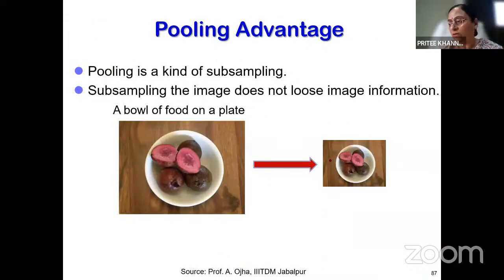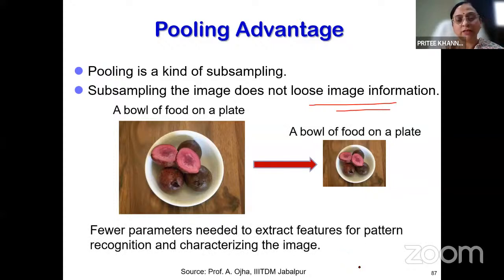So pooling is a subsampling, and see what we have done. From 4 pixels, we have taken the maximum one. So it is actually some type of subsampling. But what happens? We are not losing the image information. When your image is downsampled or subsampled, then fewer parameters will be needed to extract the features in order to recognize the pattern.